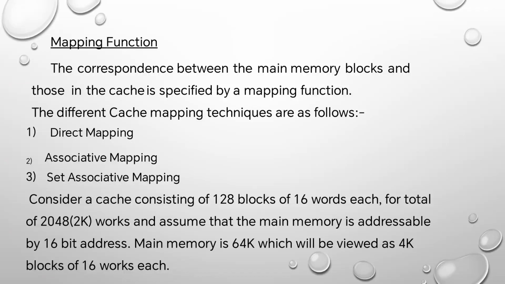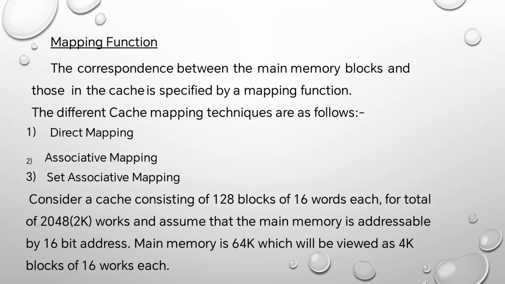Mapping function. The correspondence between the main memory blocks and those in the cache is specified by a mapping function. The different cache mapping techniques are as follows: direct mapping, associative mapping, set associative mapping.